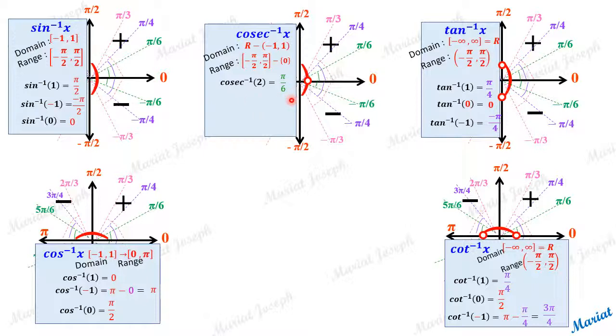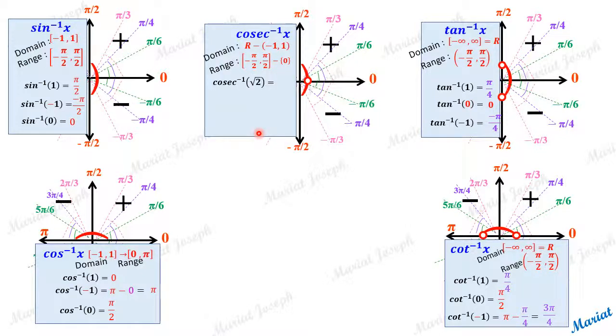Cosec inverse 2 is pi by 6, we obtain like this. And what about cosec inverse minus 2? Negative angle, because the principal region is already being decided. Minus pi by 6. Cosec inverse 2 by root 3: think of that angle where sine value is root 3 by 2. Its reciprocal. So we have pi by 3 angle. What about minus 2 by root 3?